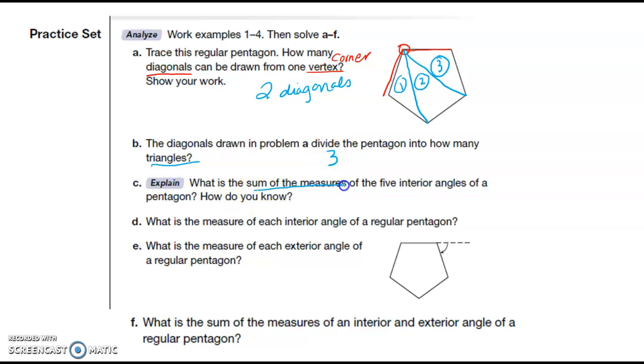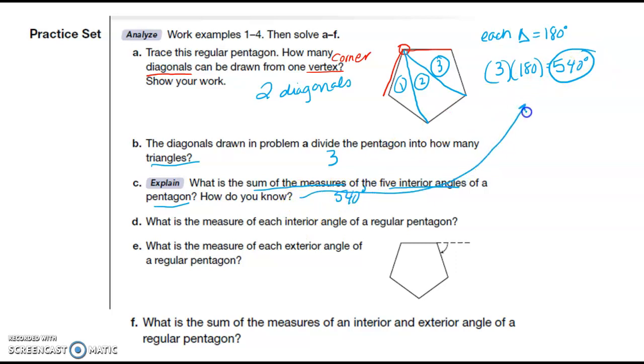What is the sum of the measures of the 5 interior angles of a pentagon? Well, if I have 3 triangles, I know each triangle has 180 degrees. And if I have 3 of them, then I know the interior angles are 3 times 180, which is 540. So let me write that down. 540 degrees. And how do I know? I just showed you right here.